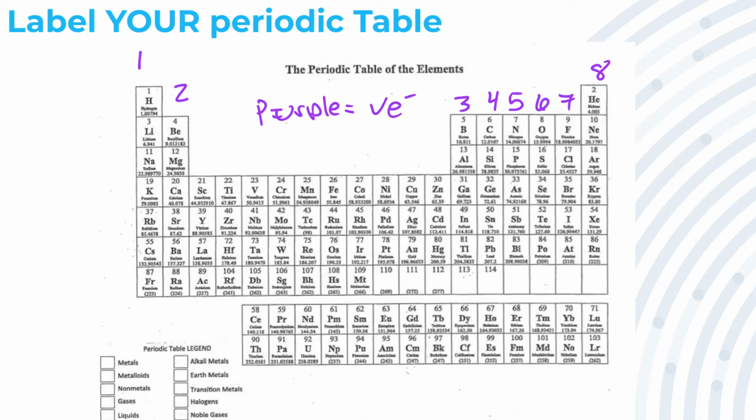So we know that the family, the alkali metals, have 1 valence electron. The alkaline earth metals have 2 valence electrons. And the halogens have 7, the oxygen group has 6, and the noble gases have 8. Because if you remember, noble gases have completely filled outer shells. Filled. Okay.